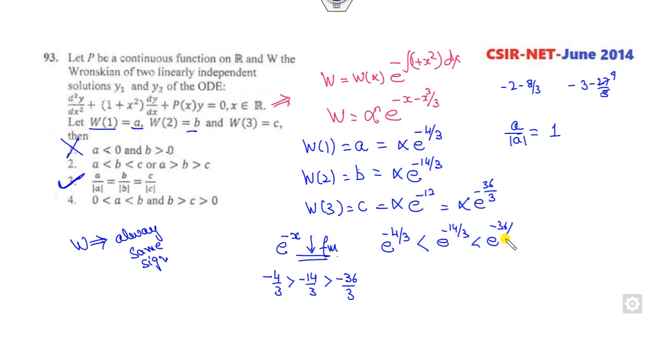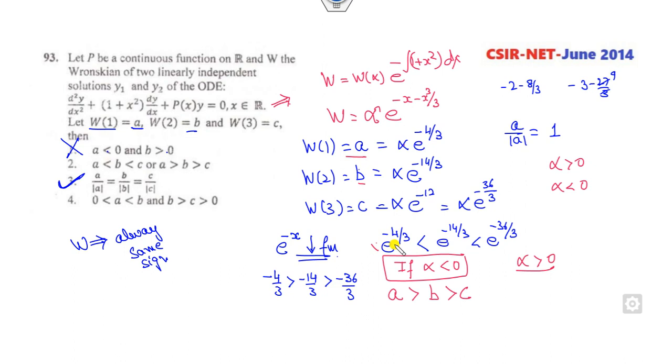Fine. So now if I multiply by alpha, but what is the nature of the alpha? Alpha can be greater than 0 or it can be less than 0. So first case, if alpha is less than 0, then if I multiply them, the sign will be changed. Because if I multiply by alpha, it is less than, greater than, so this is my A, B and C. If alpha is positive, when you multiply by alpha, it is A less than B less than C. So either this happens or this happens.